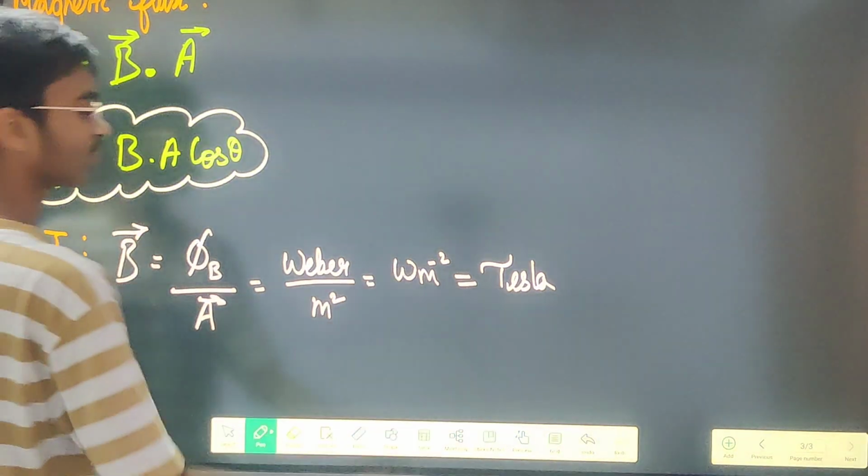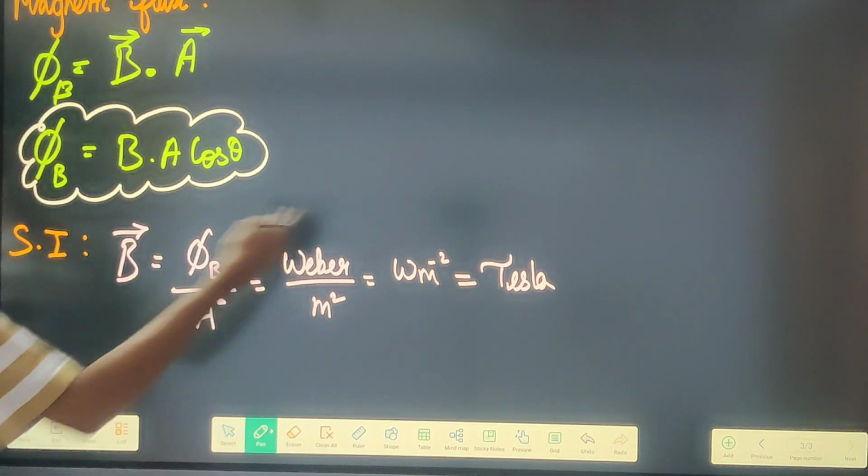I wish I had this car. No money. Okay, so SI unit is Tesla.